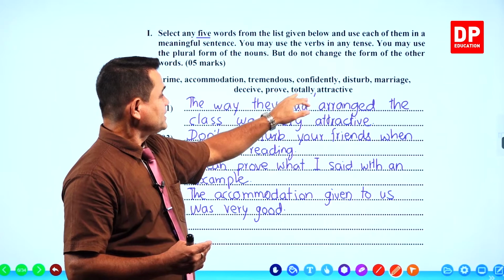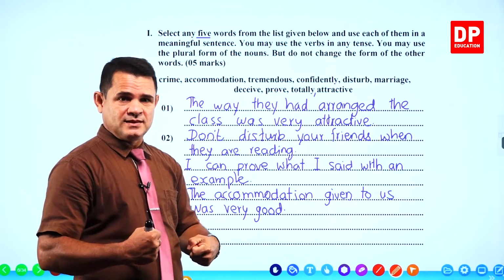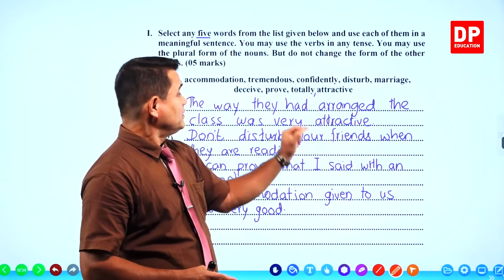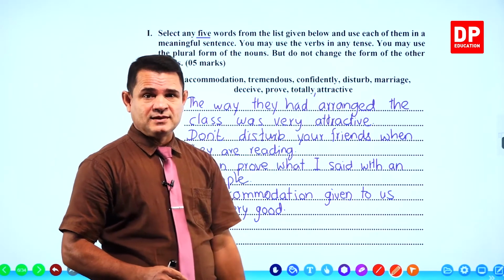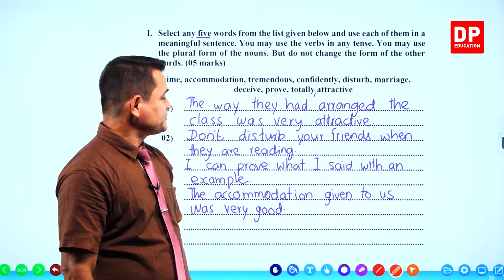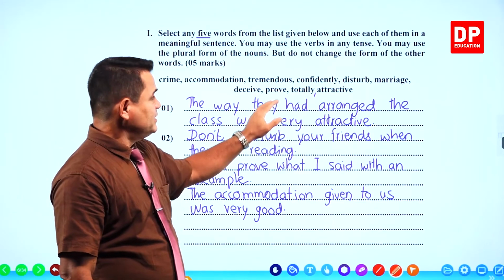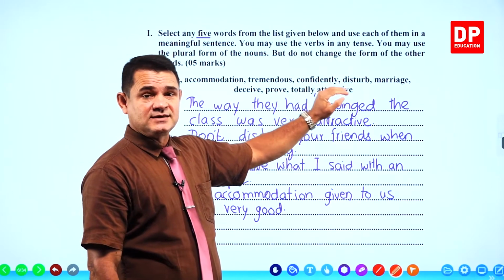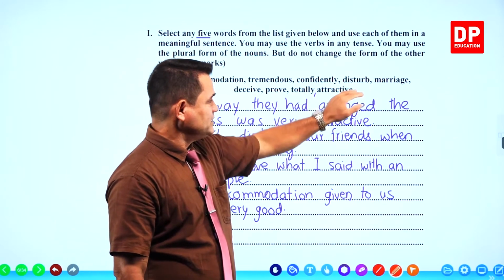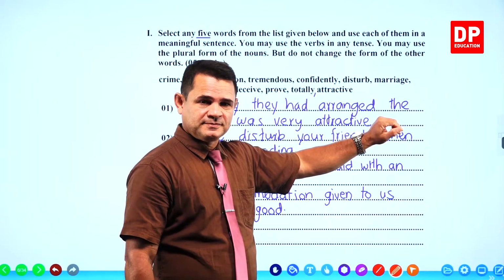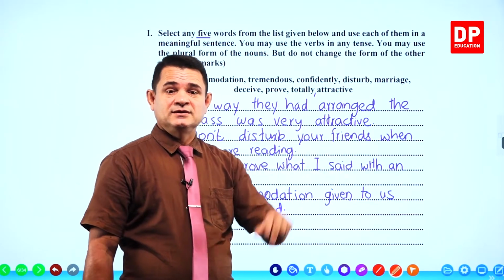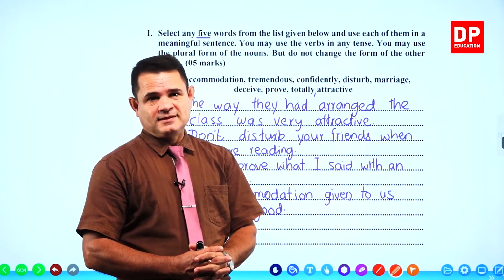And confidently, with confidence, හොඳ ආත්ම විශ්වාසයකින් යුතුව. As they practiced well, they faced the match confidently. ආත්ම විශ්වාසයකින් යුතුව ඒගොල්ලෝ මැච් එකට මුහුණ දුන්නා. Likewise, you can make a sentence. As they practiced well, they faced the match, or they faced the exam confidently. In that way, you can use. Or disturb. We have used the word disturb. Marriage. He was waiting for his marriage, or his marriage took place after he got his job.